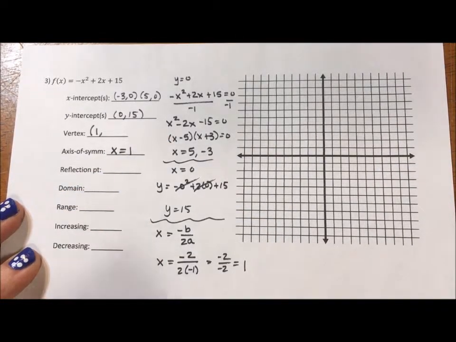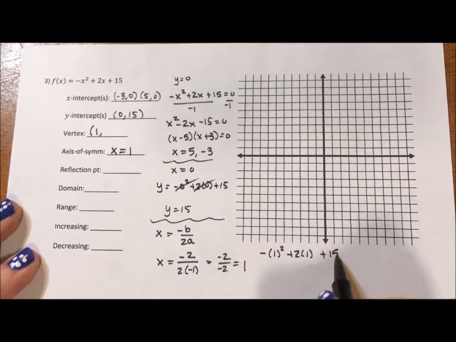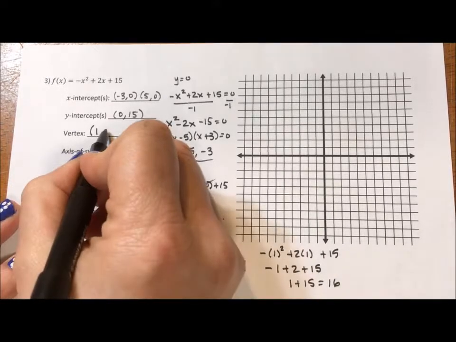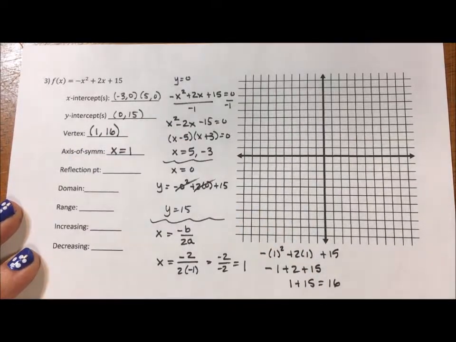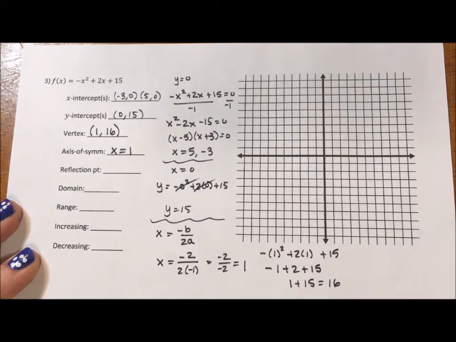Then to get the y value, we substitute that 1 back into the equation. -1 squared plus 2 times 1 plus 15 is -1 plus 2 plus 15, which is 1 plus 15, which is 16. So our vertex is at 1, 16. Next, the reflection point. Okay, let's start graphing this out and see what happens.